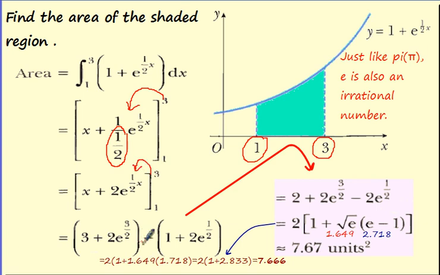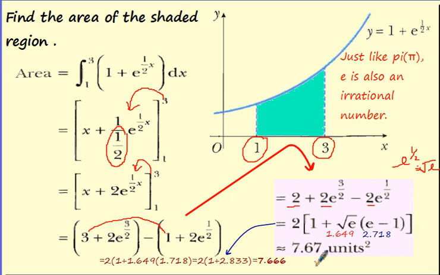So e raised to 3 upon 2, and then 1 plus this. When we simplify, we get 3 minus 1 is 2, and then we subtract. So 2e raised to 3 upon 2 minus 2e raised to 1 upon 2. I have taken 2 outside because 2 is everywhere, and then here I can take root e. E raised to 1 upon 2 means square root e. So when I take square root e out, it remains e here, and here remains 1 because 2 has already gone out.